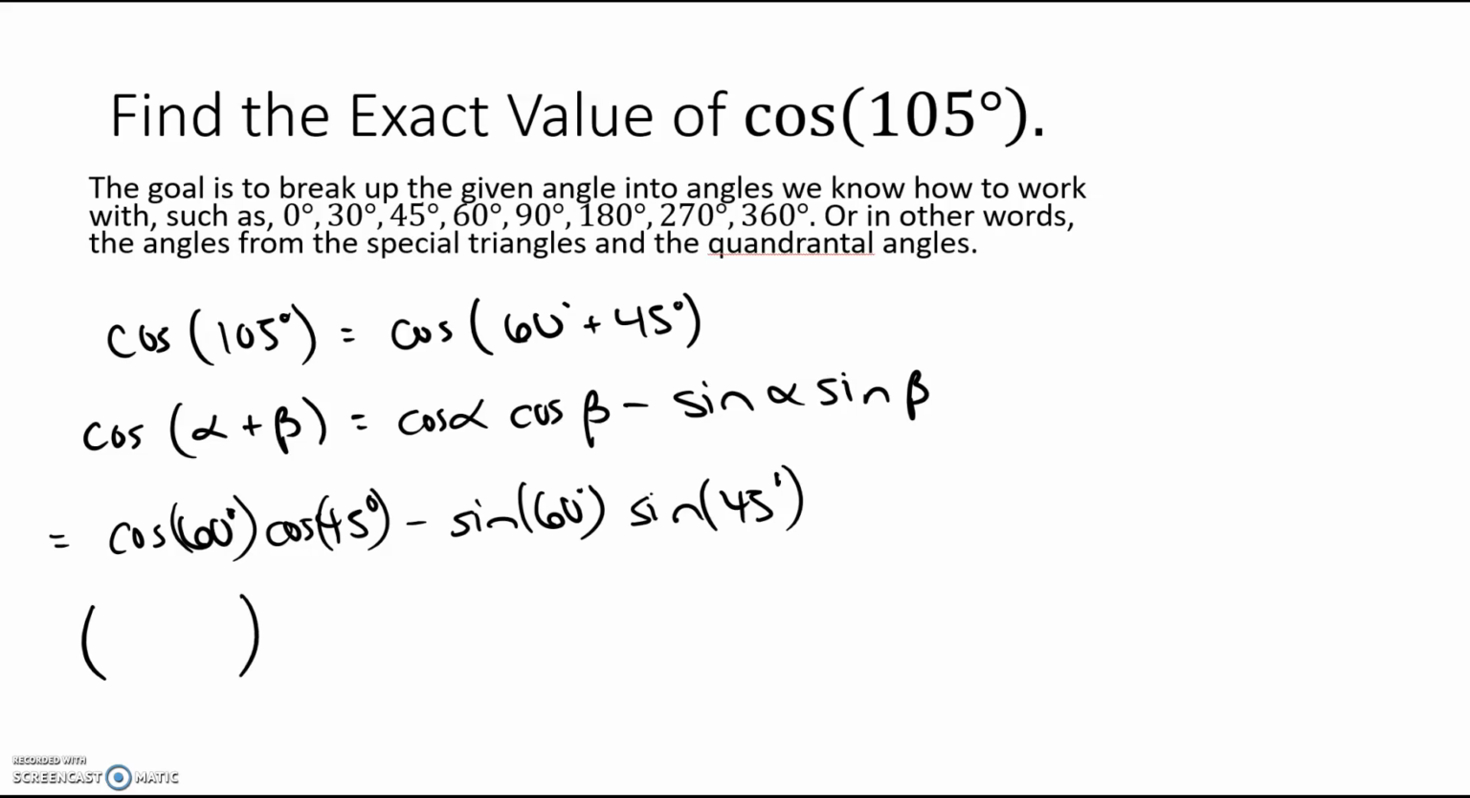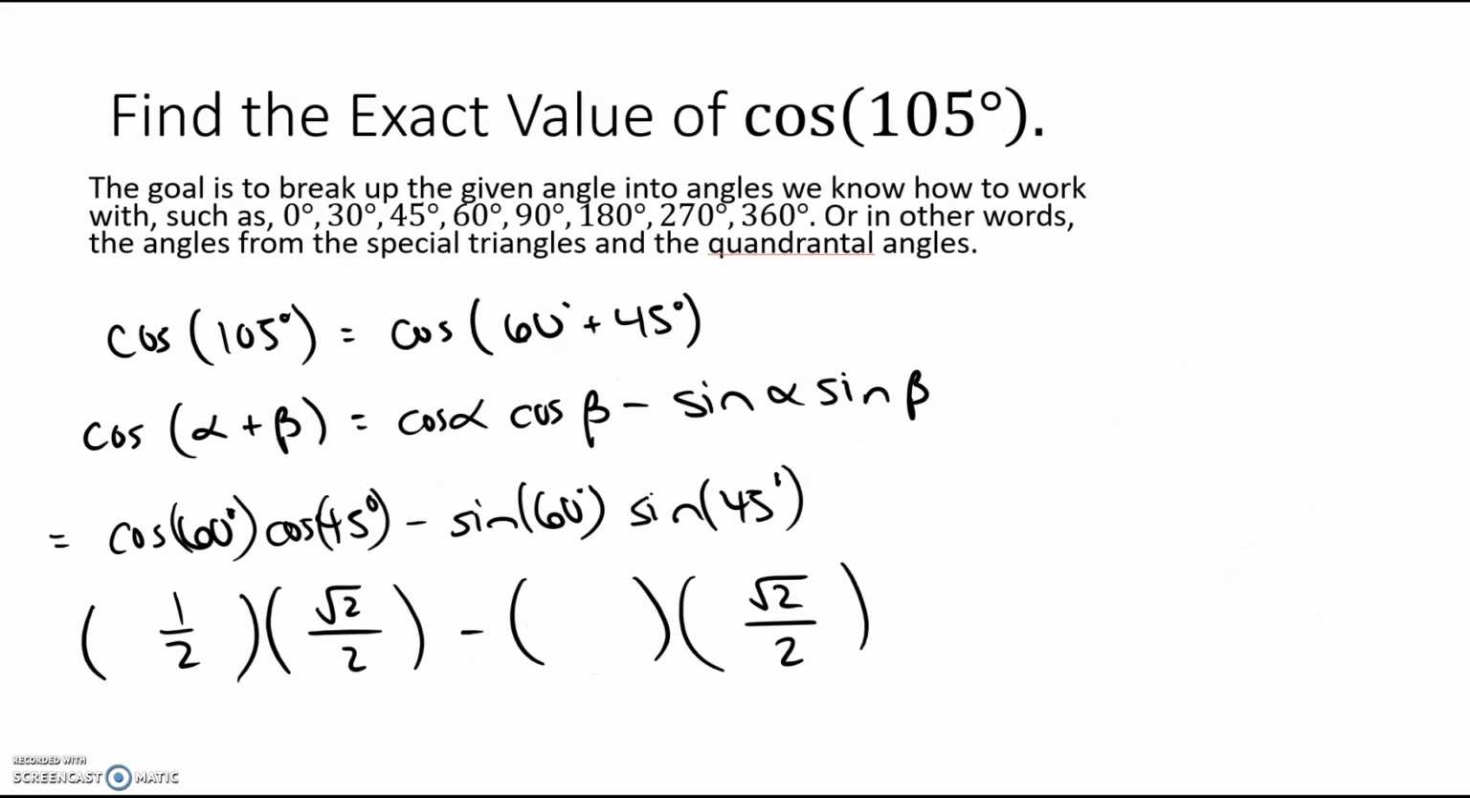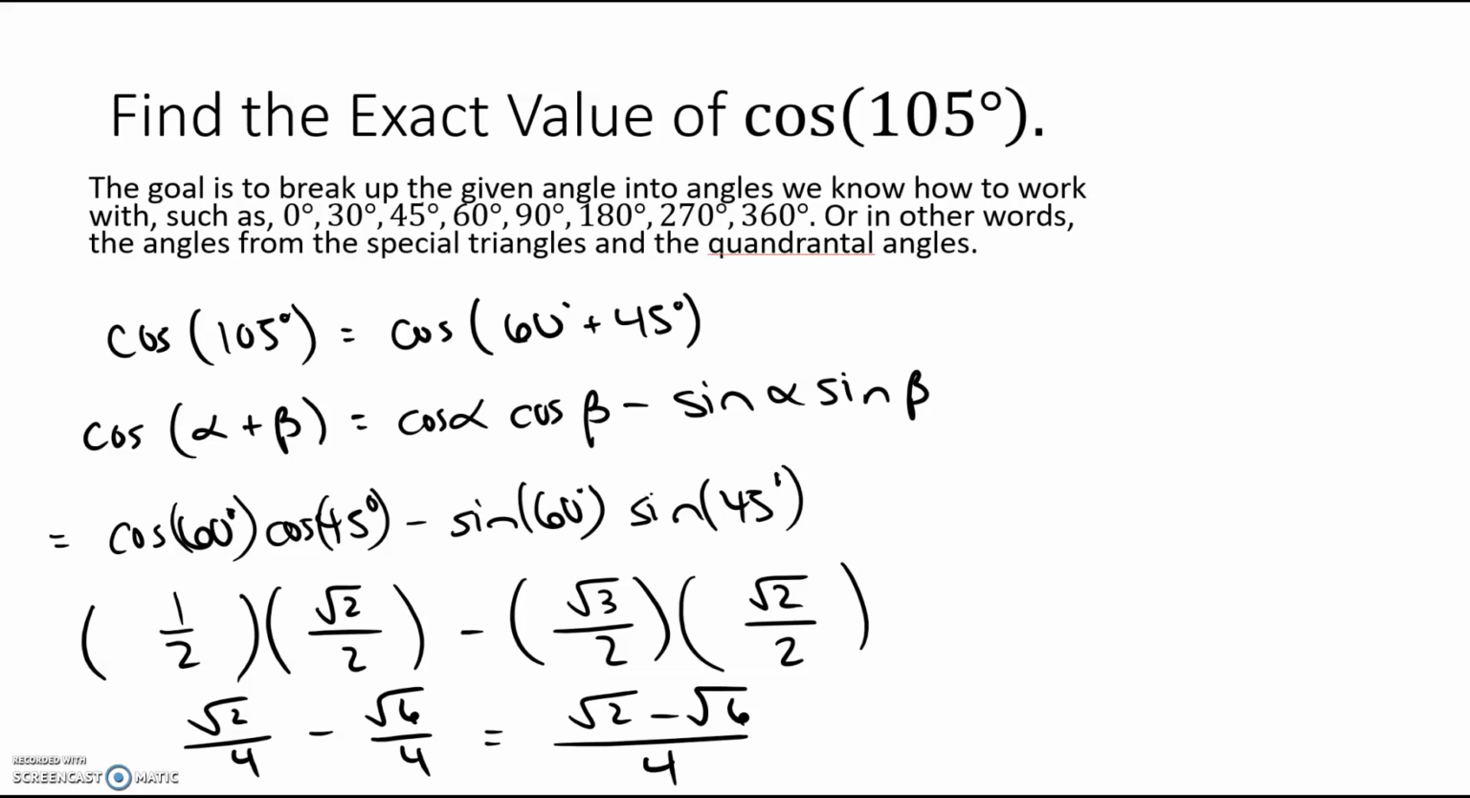And I'm going to leave blanks for these. We already know sine and cosine of 45, so we'll just go ahead and write those in. And we also already know cosine of 60 and sine of 60. We found that over here. Cosine of 60 was a half, and then sine of 60 was the square root of 3 over 2. Okay, so if I multiply this out, I get the square root of 2 over 4 minus the square root of 6 over 4, which is square root of 2 minus the square root of 6 all over 4.